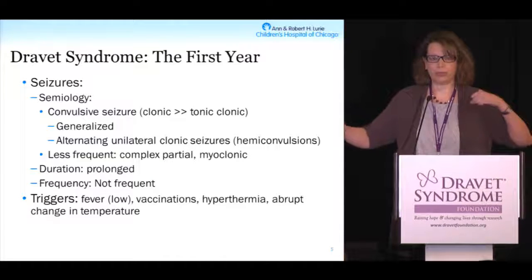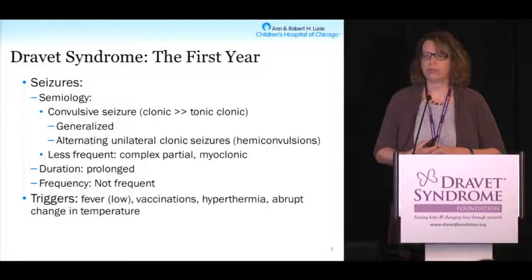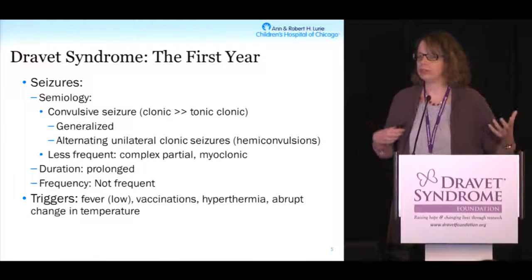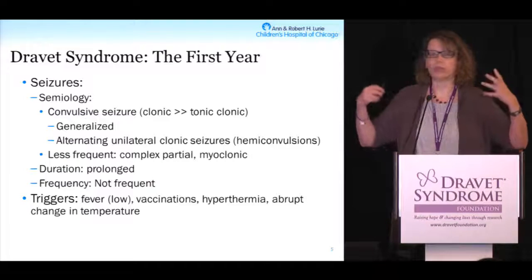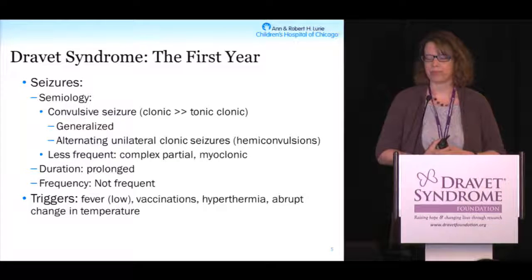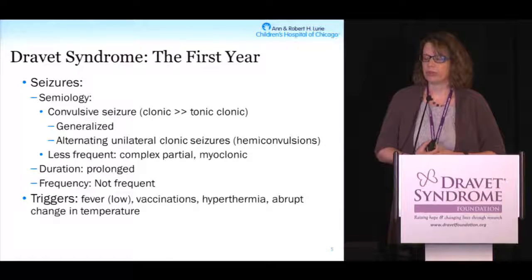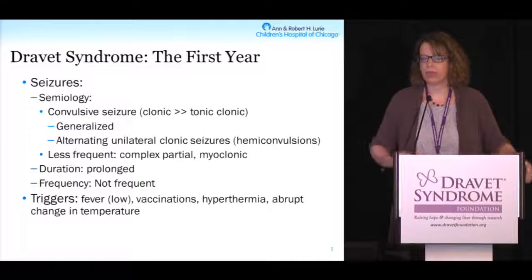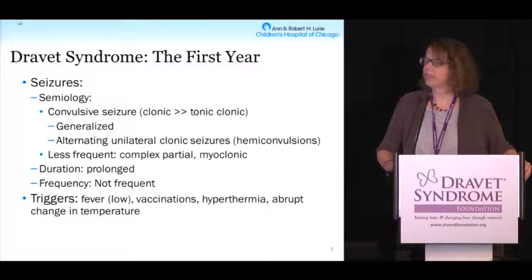They alternate between sides. That really is not a common feature, especially for kids who have no reason for their seizures and their MRI scan is normal. And for me, it is one of the biggest red flags in a history that a child may have Dravet syndrome. Again, at this time, less frequently, you might have some complex partial seizures or myoclonic seizures. Seizures are, during this time, often prolonged, but not that frequent yet.